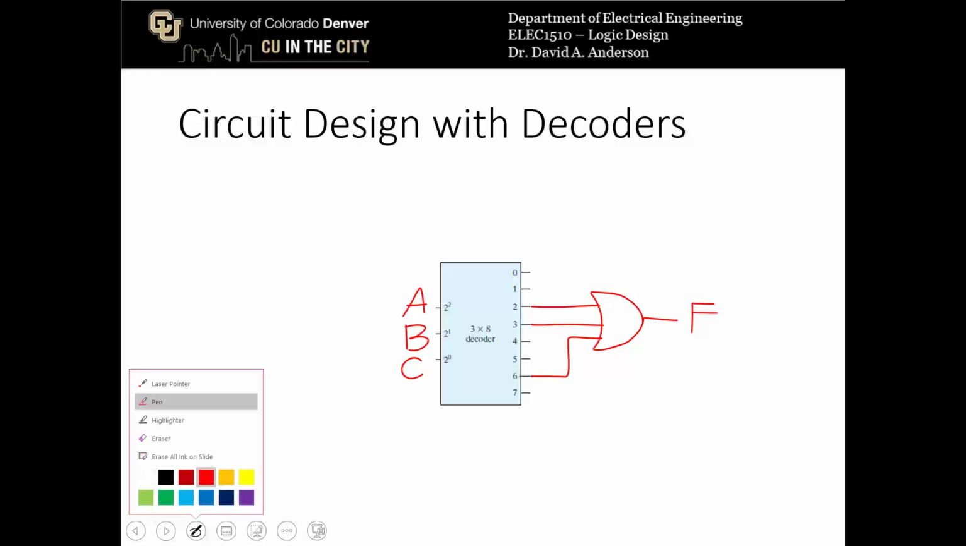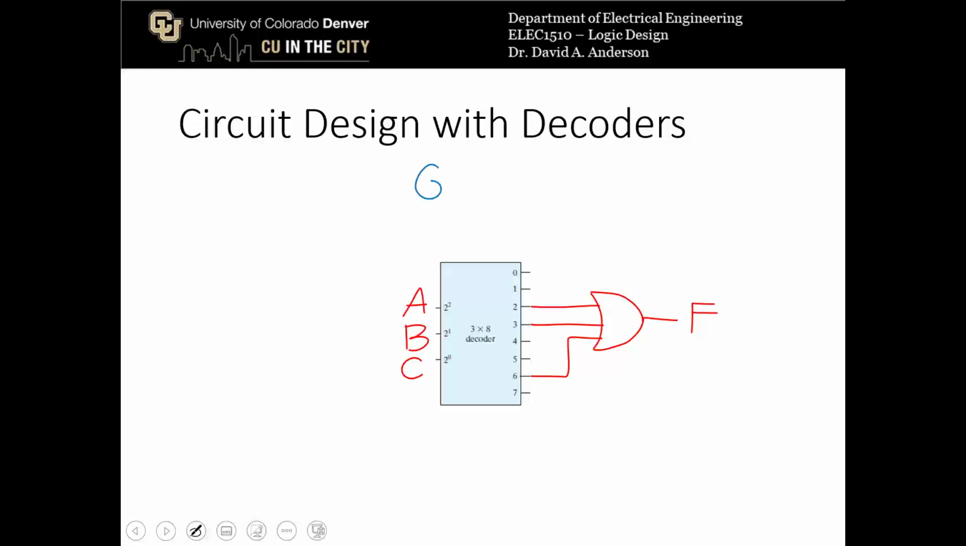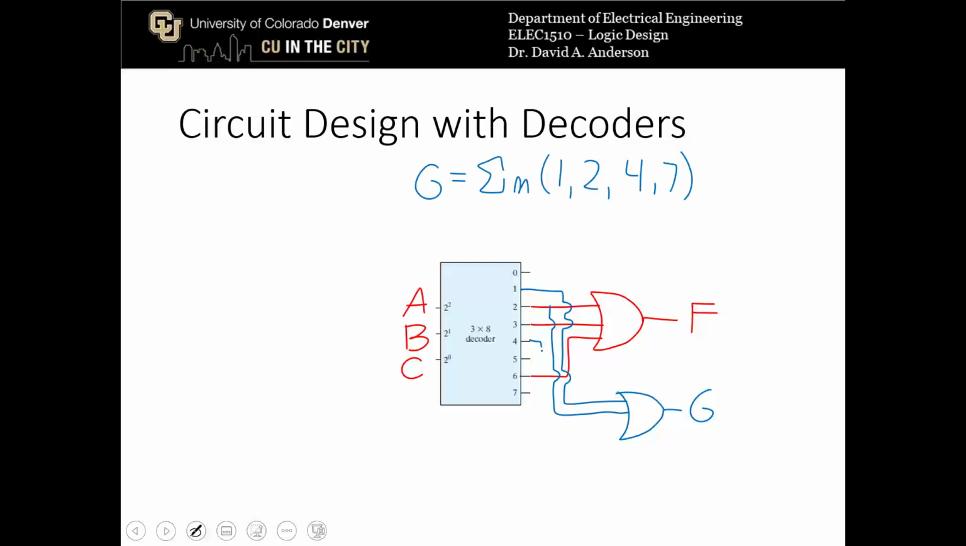Now let's say that we have an additional function, because this is a combinational circuit, and our additional function is g equals the sum of minterms 1, 2, 4, and 7. Well, we can use the same decoder block to come up with the output G, which would be the sum of minterms 1, 2, 4 here, and 7.